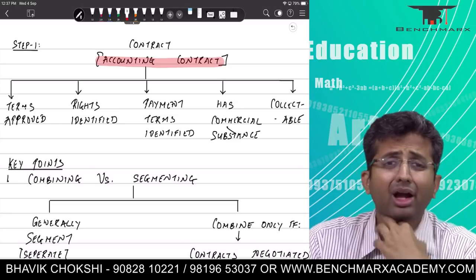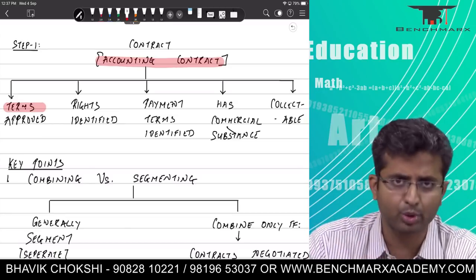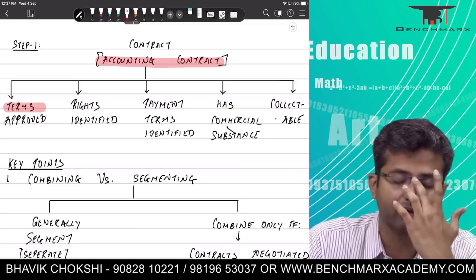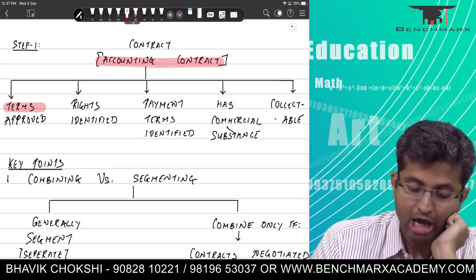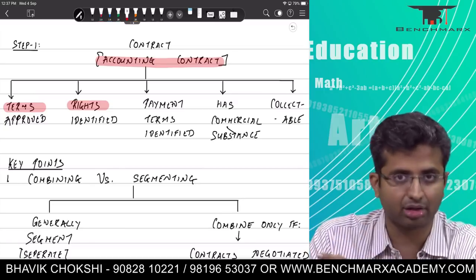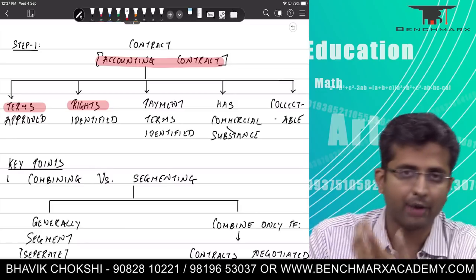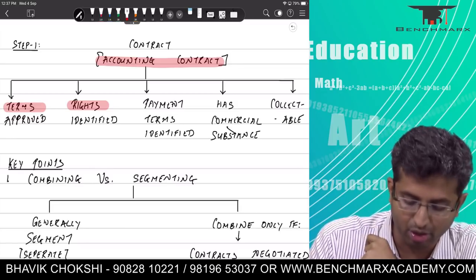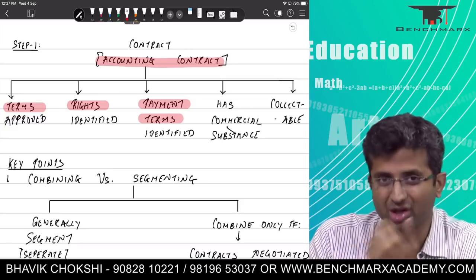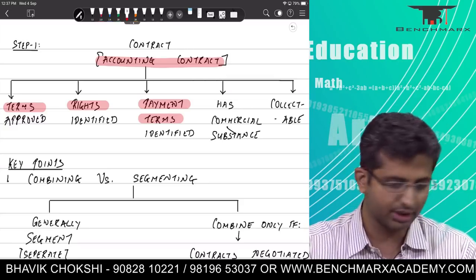The terms should have been approved by the parties. It is not a contract under negotiation. It is something which has been finalized. The rights of each of the parties are identified. For example, if you take a painter for your house, we are very clear what the painter is supposed to do and what rights he has under the contract. Payment terms: how much are you expecting to pay? How much would you be paying? How much is the painter expecting to receive?